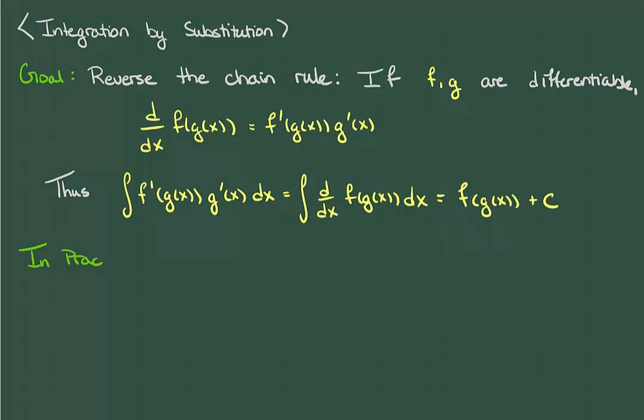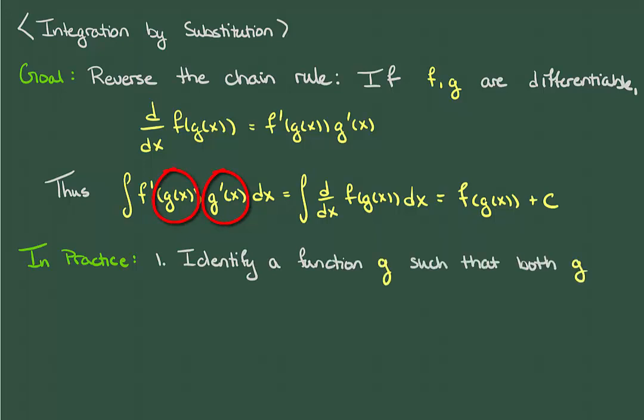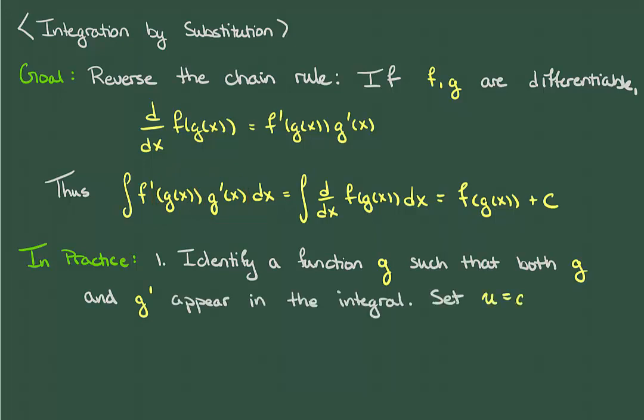Okay, but how do we use this in practice? Chances are any integral that we're given isn't going to be nicely formatted like the left-hand side. The easiest function to identify is g, since both it and its derivative show up in the integral. Having done this, we'll define a new variable u to be equal to g of x, and we'll set du to be g prime of x dx.